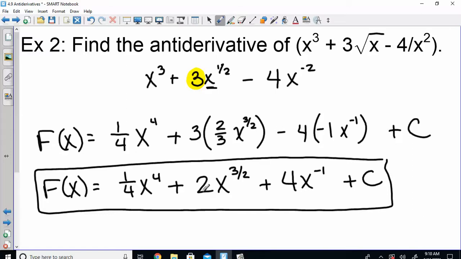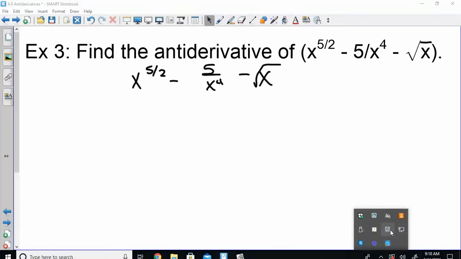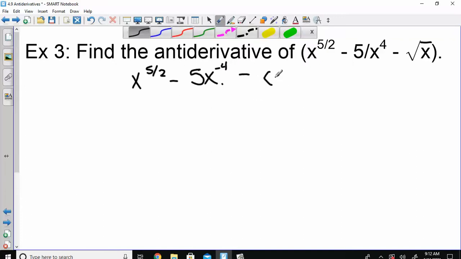Okay, I would like for you guys to try example 3. So you have x to the 5/2 minus 5 over x to the 4th minus the square root of x. How would you rewrite 5 over x to the 4th? And how do you rewrite the square root of x?